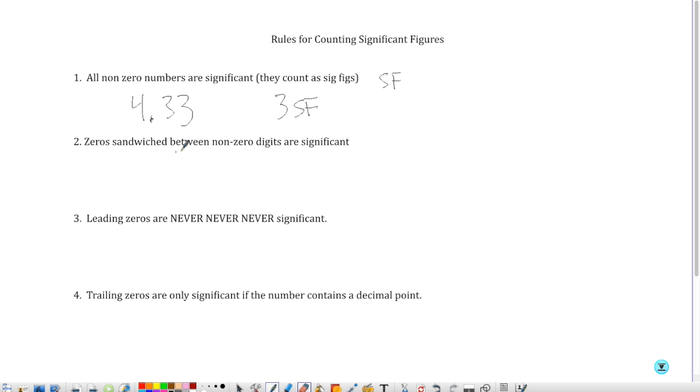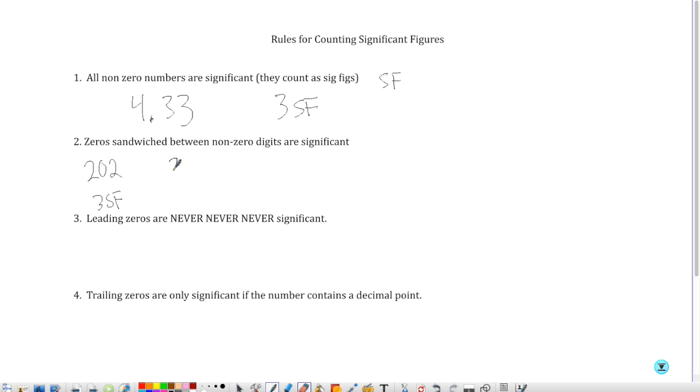Zeros sandwiched between non-zero digits. I do enjoy a good zero sandwich. So for example, 202. The 0 here is significant because it's sandwiched between two non-zero digits, which means it has 3 significant figures.